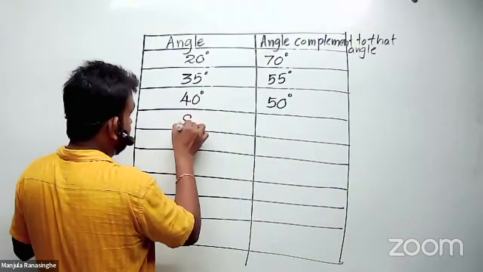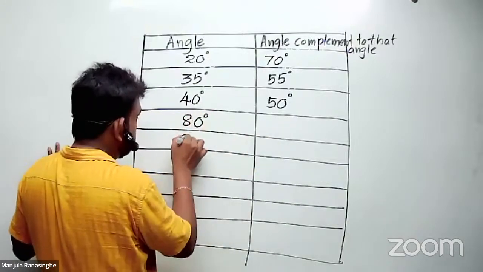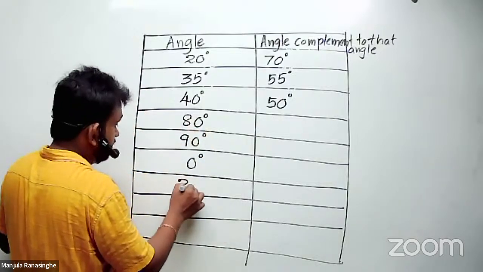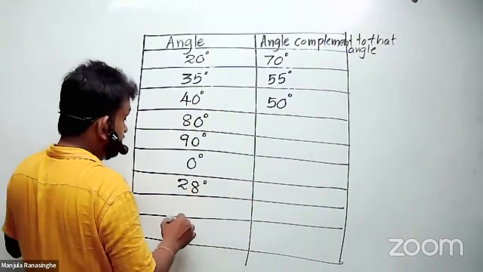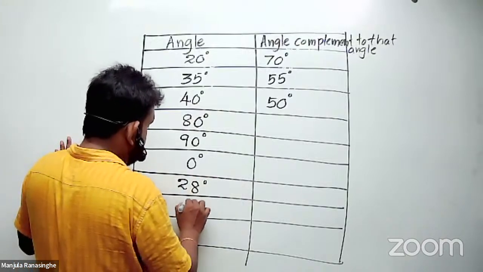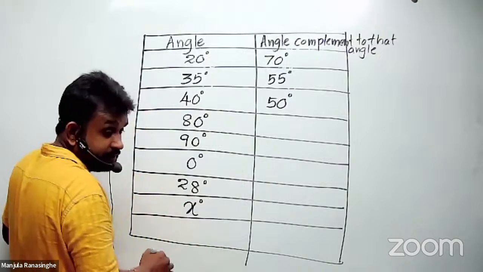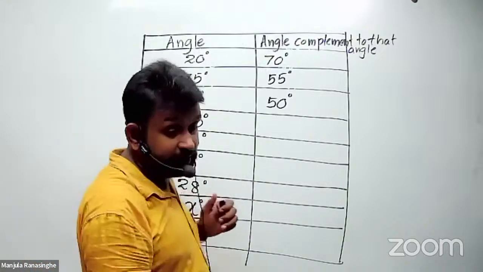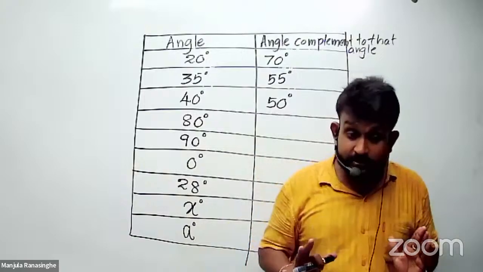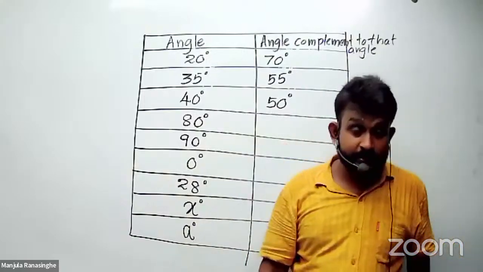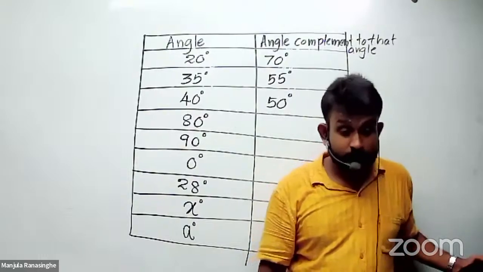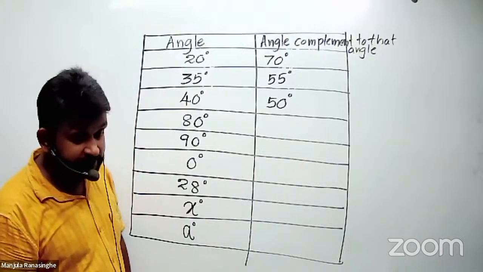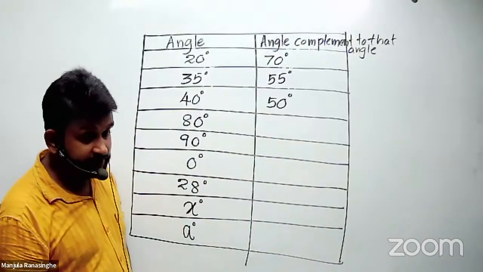So now I write a few of them. You have to complete this. 90 degrees, and here 0 degrees, here 28 degrees, and here x degrees, and here a degrees. You can complete the complement angle to that. Angle and complementary angle to that. Complete the table.